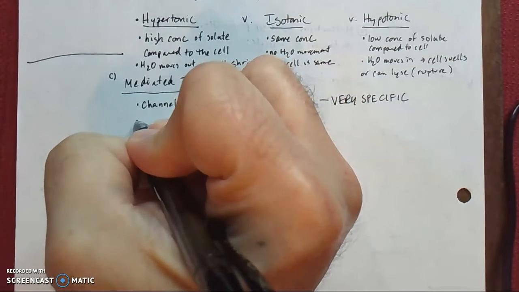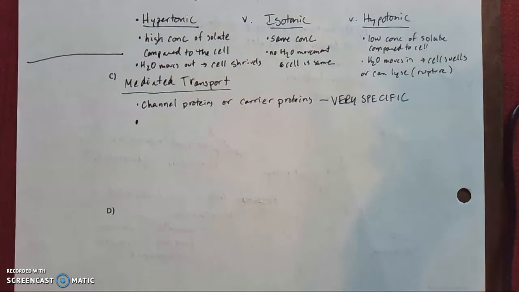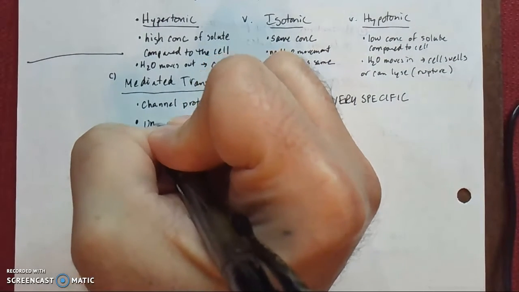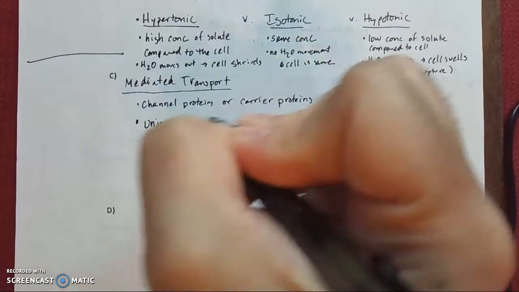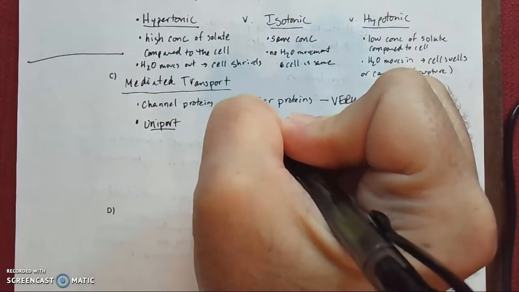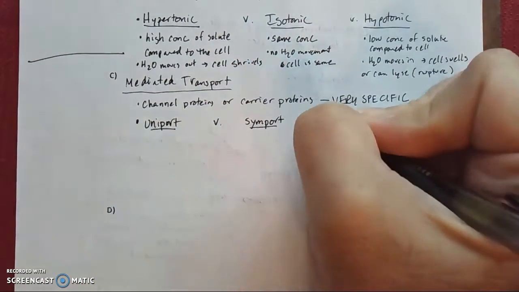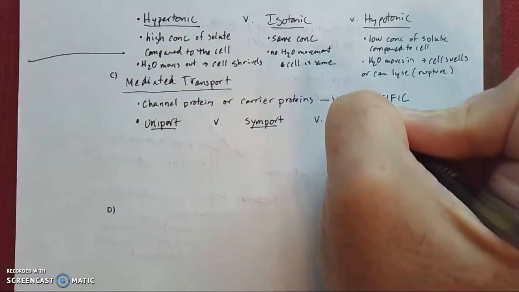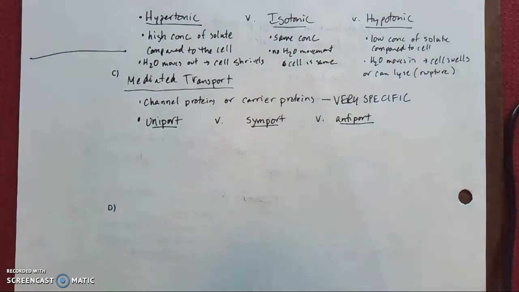And usually when we talk about these, they are one of three different types of channels or carriers: uniport, symport, or antiport. And again, port is just a channel or carrier. Uni, we know, means one. Sym, together. Anti, against. So that gives us a clue to what these mean.